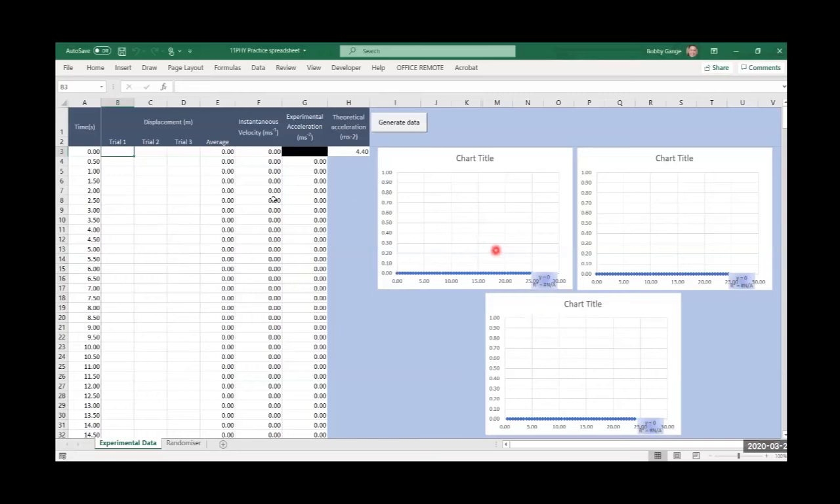So guys, this is a spreadsheet that generates, or what it does is it shows the displacement time graph, velocity time graph, and acceleration time graph. Like I said, I generated this so that it was supposed to be used by you guys during the test, but you're not going to be using Excel anymore.